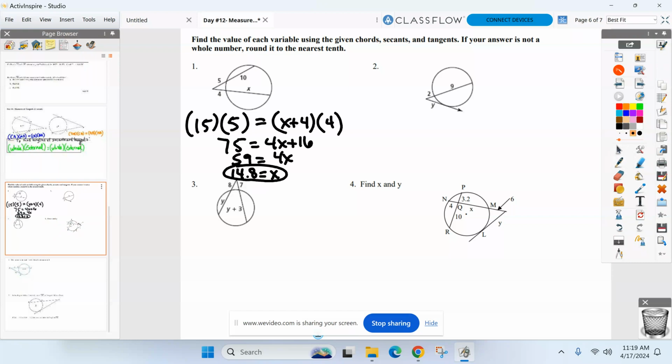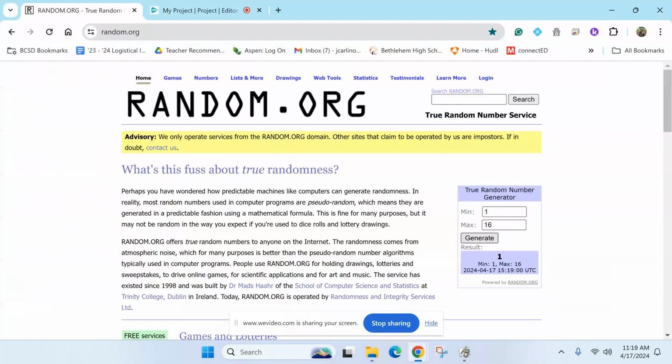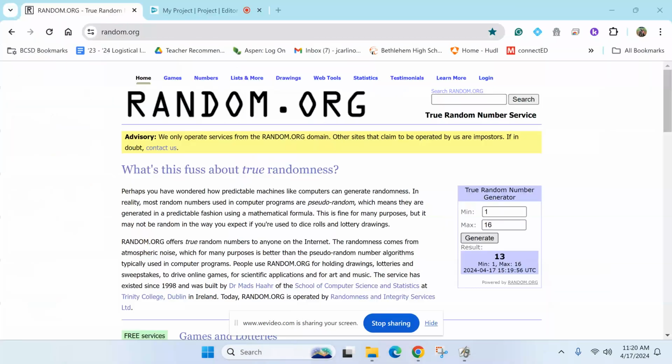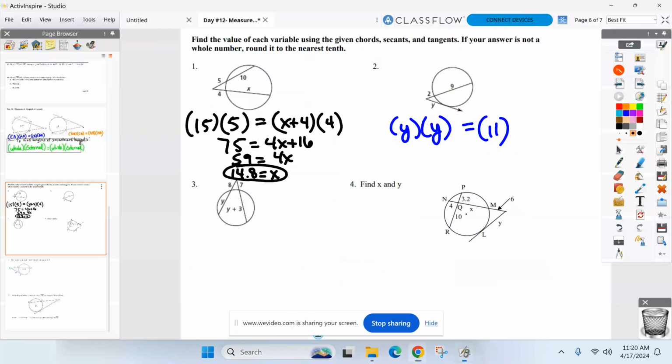All right, now we're going to do a tangent on number 2. Just like we talked about earlier, when you do whole times external for your tangent, it's both the same value since it's all on the outside. So y times y equals the whole secant length there. Kissinger, what do you have? 11, good, times its external part. Josh? 2, there you go.